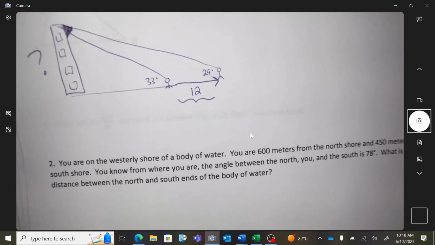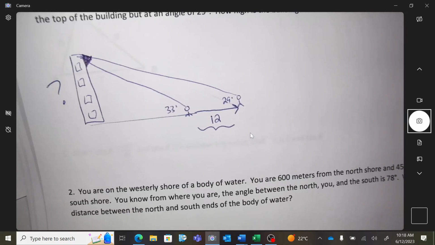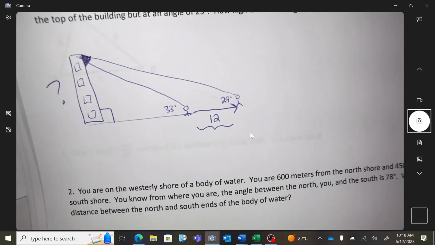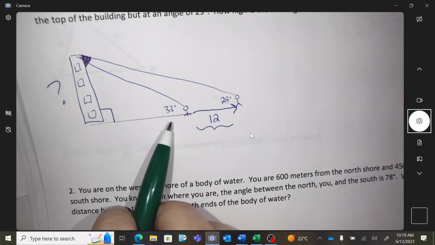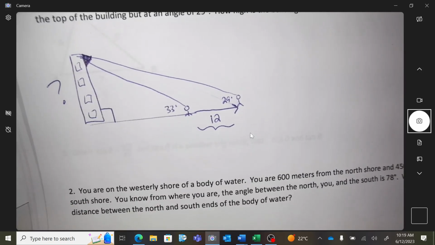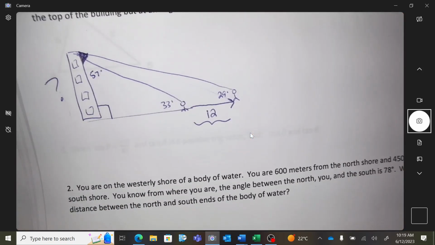Okay, so this one I highly suggest finding all angles that you possibly can. So obviously we're going to assume that the building and the ground are at 90. So where would I go from here? What other angle can I get? Top. This top? How? 33 plus 90, minus 180. 180 minus that. So there's 57 up there.